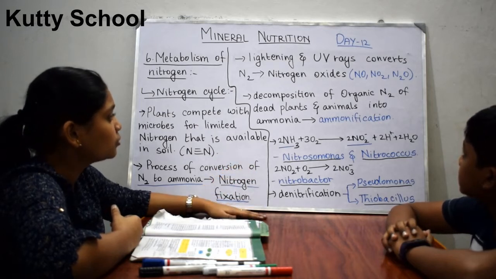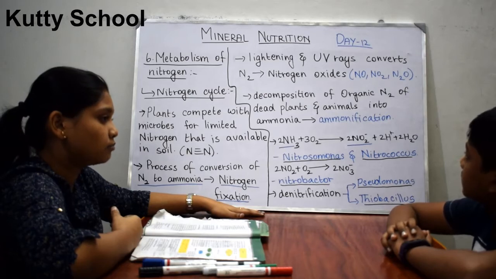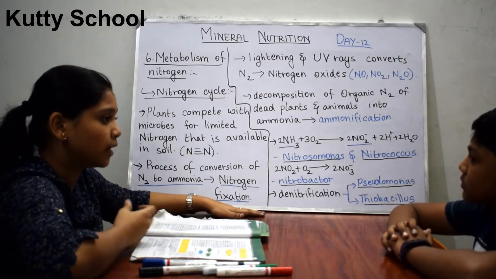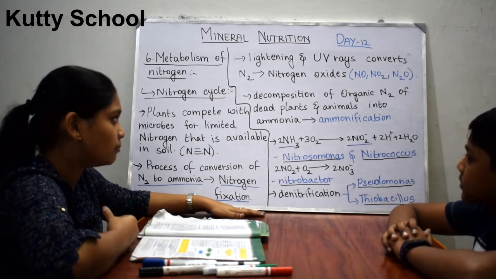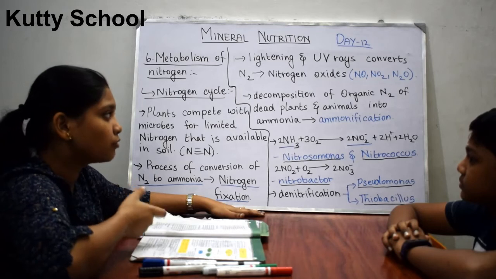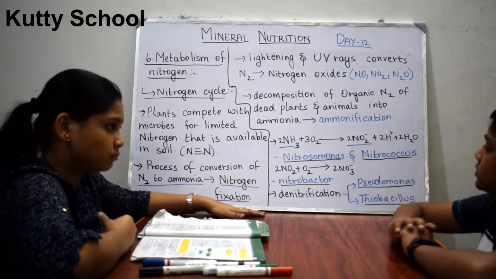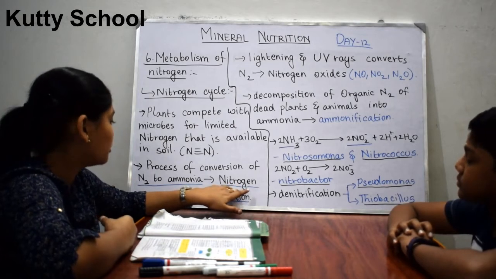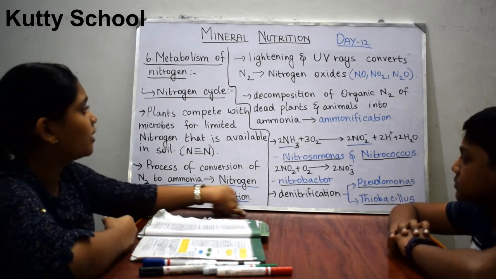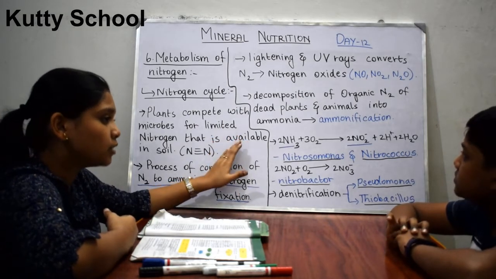Now, decomposition of organic nitrogen from dead leaves, dead plants and animals, and everything which contains nitrogen, into ammonia. Decomposition of organic nitrogen into ammonia is known as ammonification. Here it is nitrogen fixation: the conversion of nitrogen to ammonia. There, decomposition of organic nitrogen to ammonia is known as ammonification.